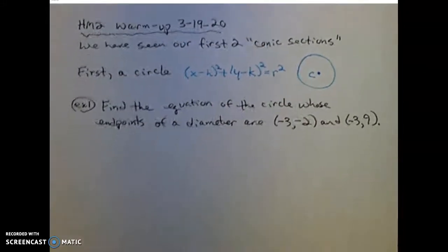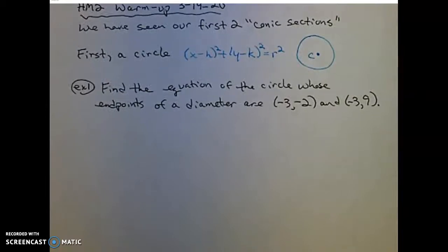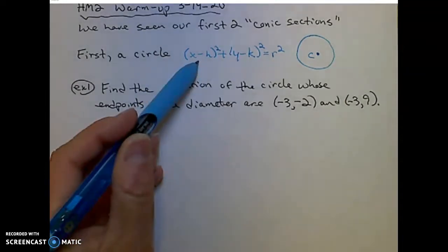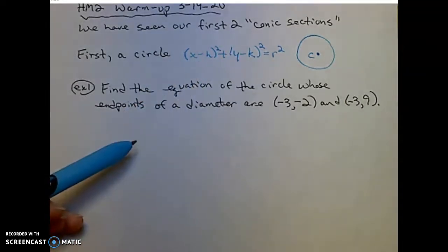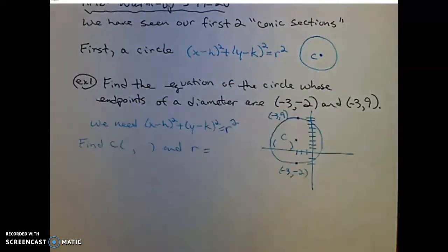I have an example for you. If you can jot this down, try to find the equation of the circle whose endpoints of a diameter are (-3, -2) and (-3, 9). Try to customize that equation and find the equation of that circle. And pause. Okay, let's see what you came up with.